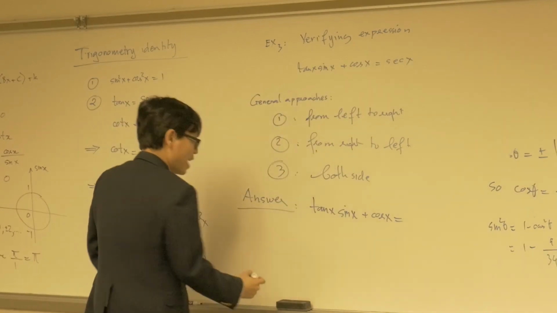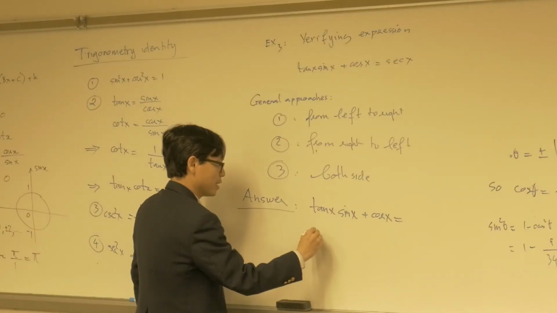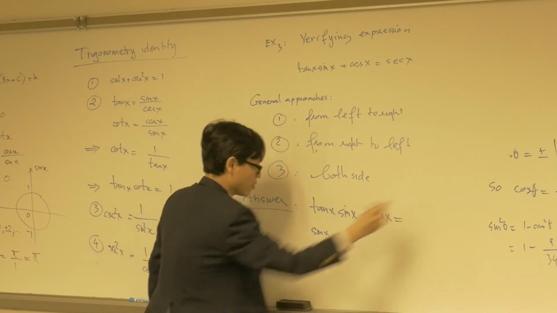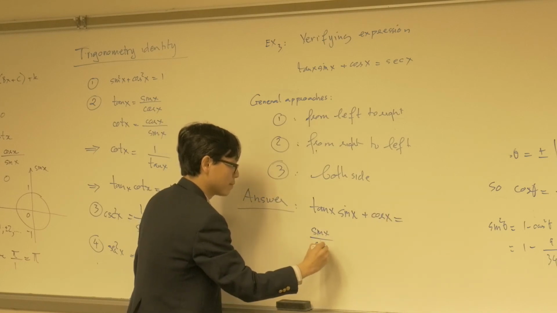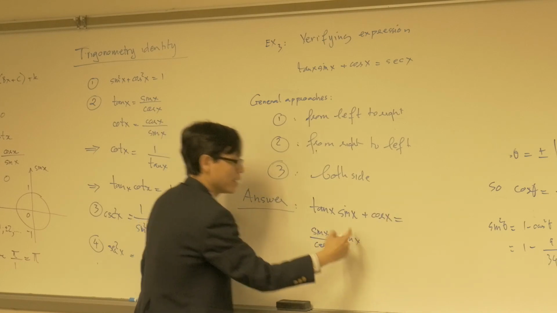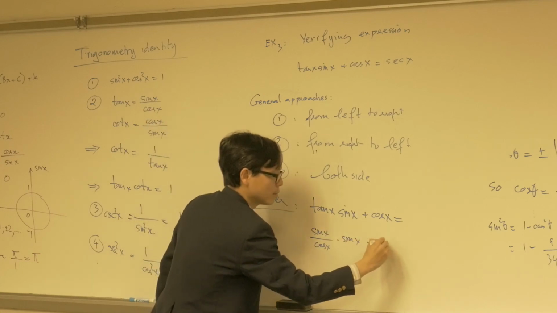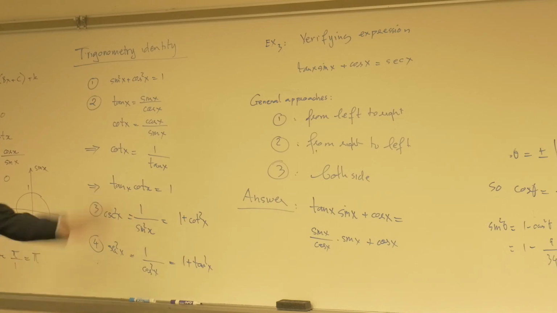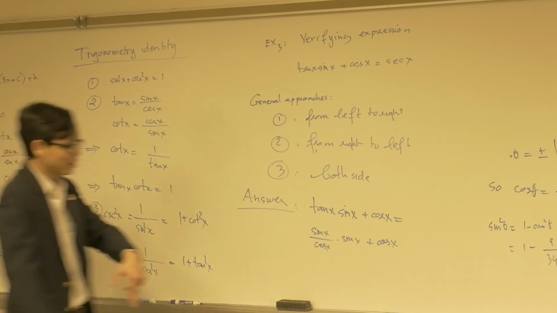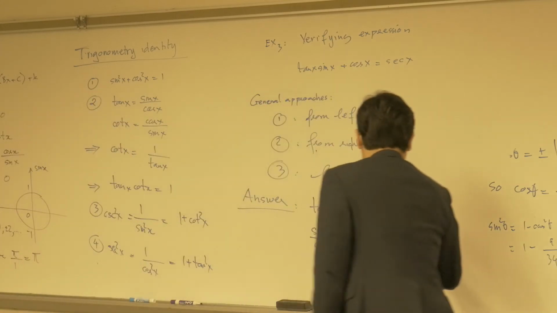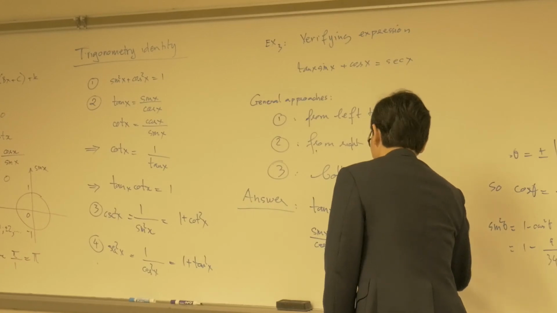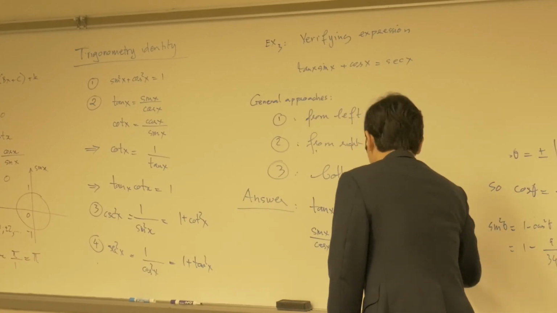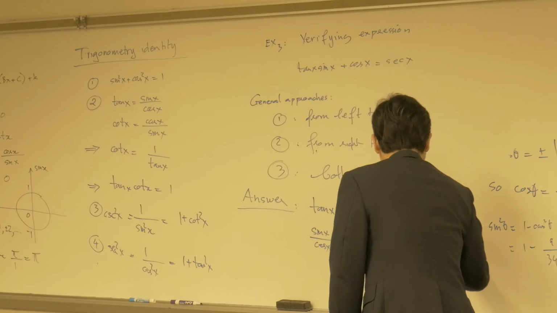Because, look at that, I changed tangent to sine over cosine. And I multiply sine over here, I rewrite this part too. Okay, and sine times sine gives you what? Sine squared. So I have sine squared x over cosine x plus cosine x.